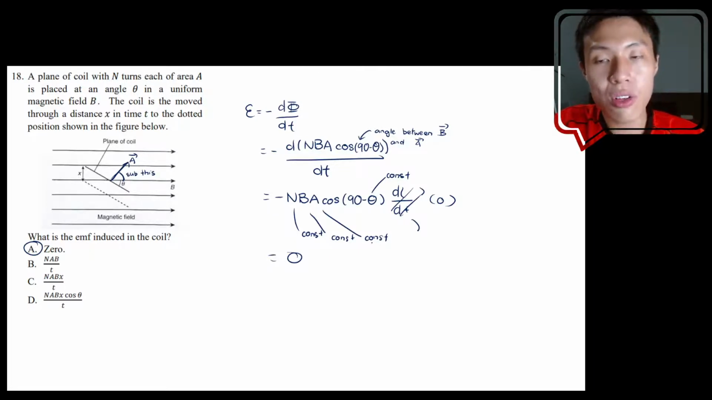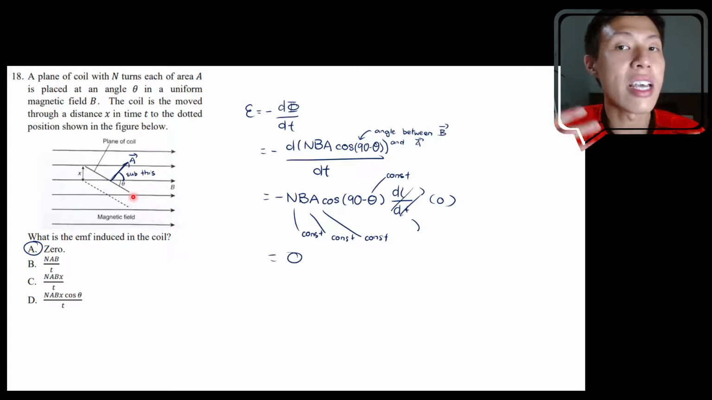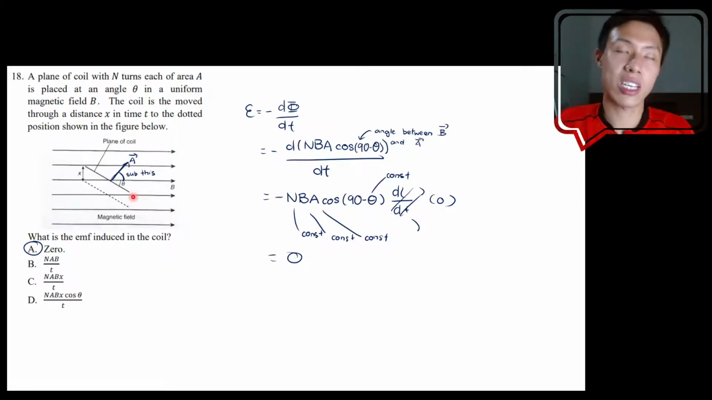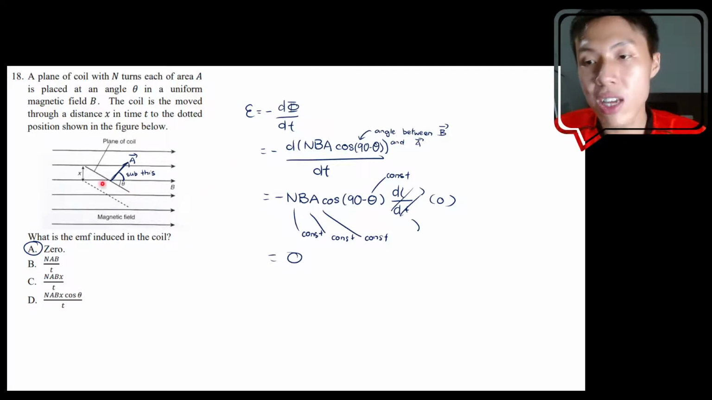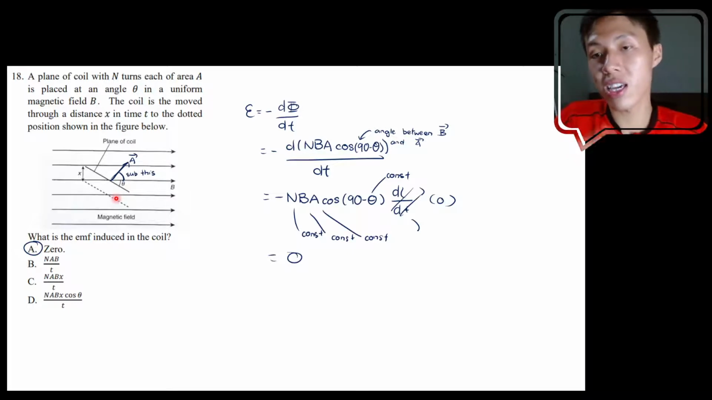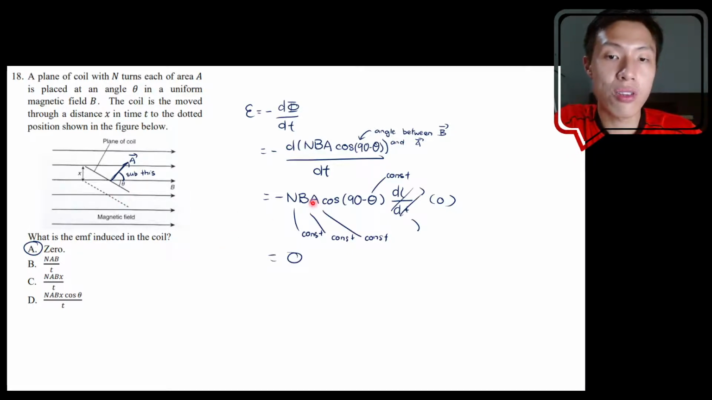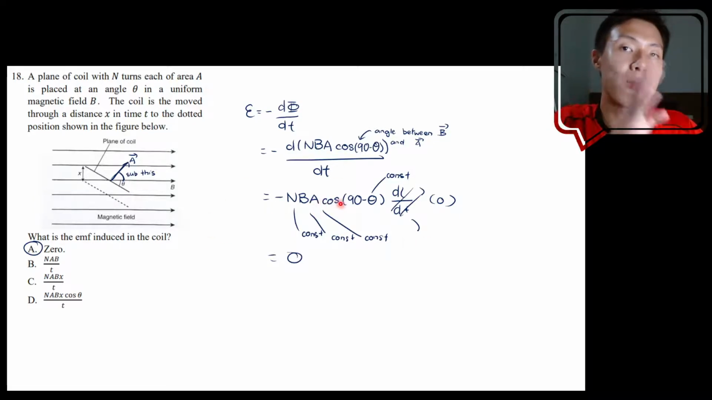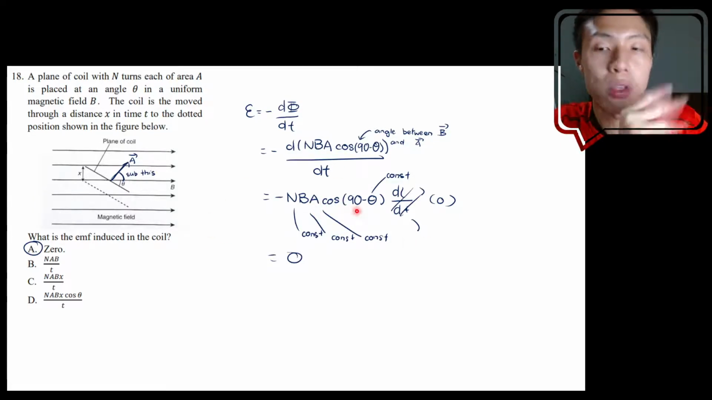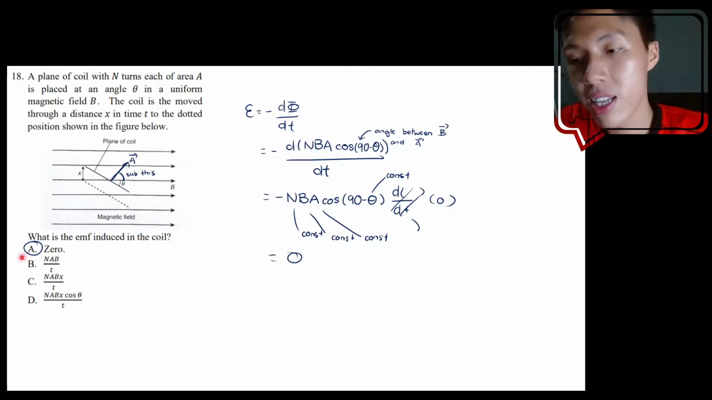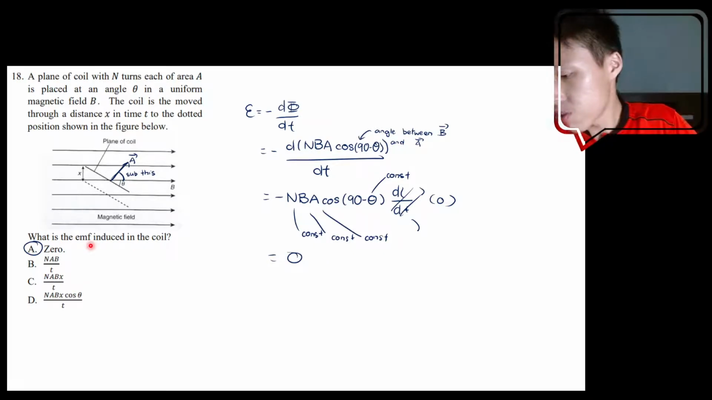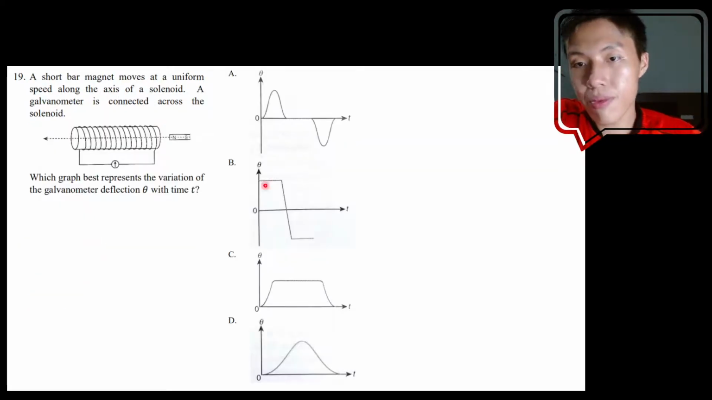Throughout the whole journey from here to here, it does not experience an increase in the area that is experiencing magnetic field. It does not experience a decrease either. So the A is constant, and the other things are also constant. So everything is constant. There's no change in magnetic flux, no induced EMF, 0. That's the answer. Let's move on to the next question.